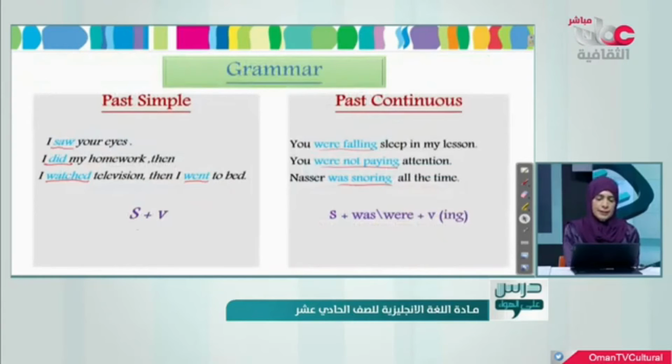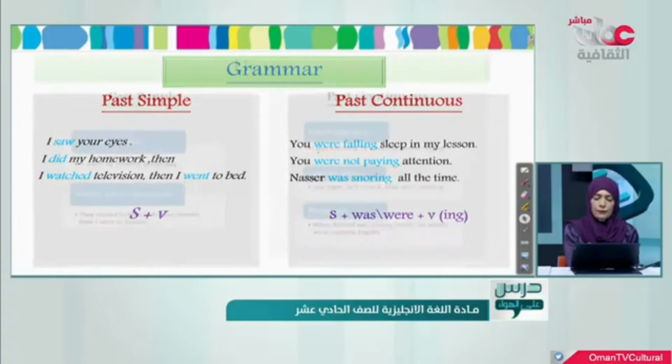The past simple tense consists of the subject, which is I, then the verb, which is saw. The second sentence, the subject is I, did. Of course, we can replace the subject using some other pronouns and some other doers of actions. But since we are presenting the examples from the same text, I took them exactly. Then the second side, which is past continuous. You were falling asleep in my lesson. The subject is you. Here you have the subject in the past continuous, and look at the form of the verb.